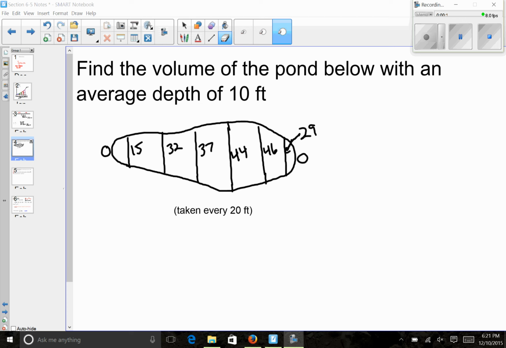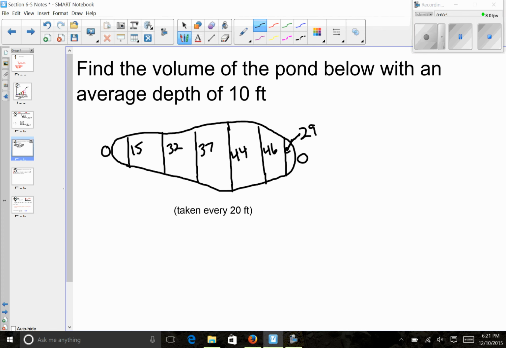And every 20 feet, we're given measurement across. So at the beginning, 0 feet across, 20 feet over, 15 feet across, 20 feet over, 32 feet across, and so on. And we're told the average depth of this pond is 10 feet.